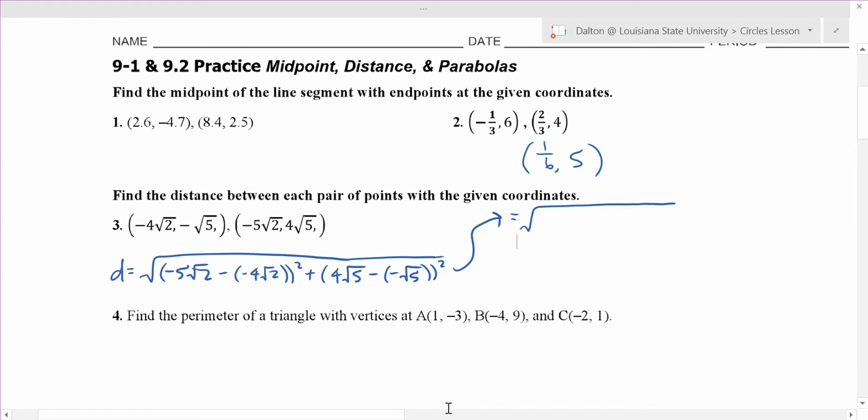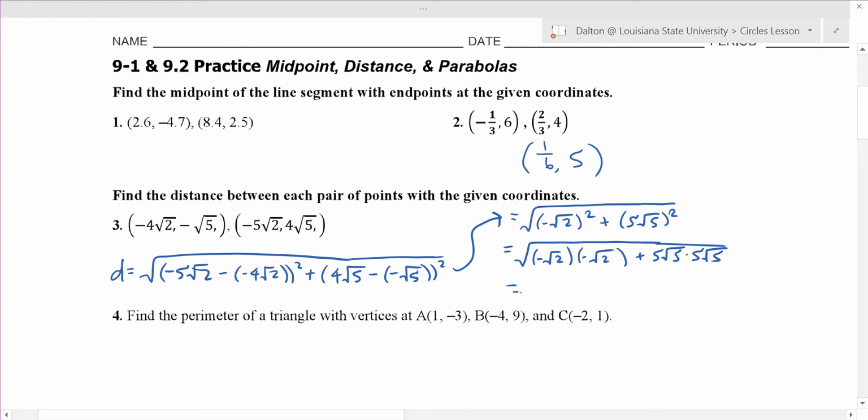So that's going to end up being -1, or just a negative square root of 2, squared, plus 4 square root of 5 minus negative square root of 5, which also changes to plus a positive, 5 square roots of 5, squared. Then you can think about the square part in a couple different ways. I think the easiest is to think about that term times itself: negative square root of 2 times negative square root of 2, plus 5 square root of 5 times 5 square root of 5. And then simplify.